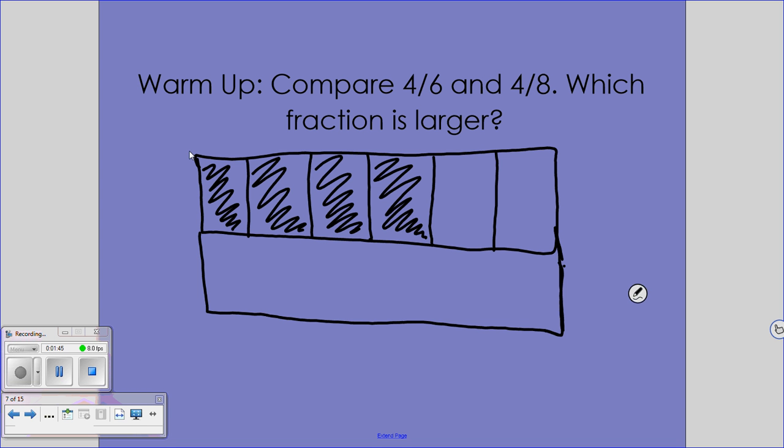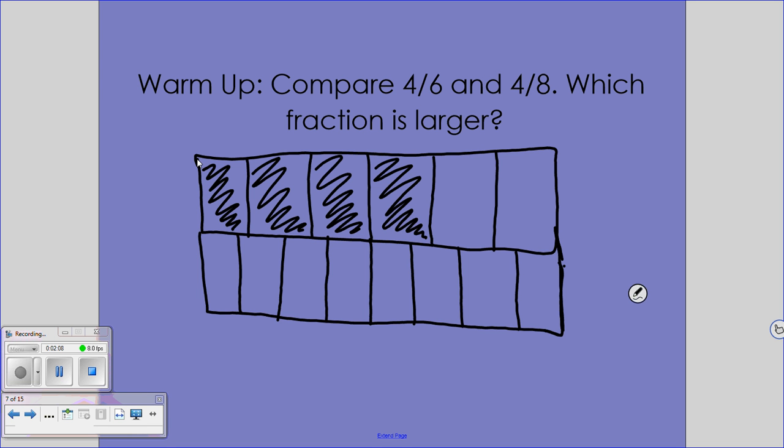What am I going to partition that bar into? Jake? How do you know it's going to be 8 equal parts? Because the second one is 4/8 and you're going to split it into 8 equal parts. Good. My second fraction is 4/8, so I know I'm going to partition my bar into 8 equal pieces, as equal as I can get it.